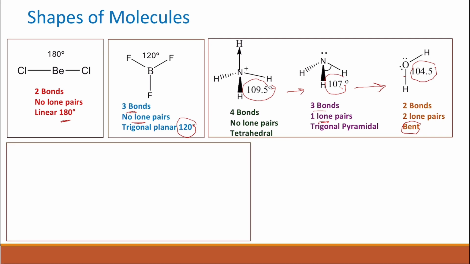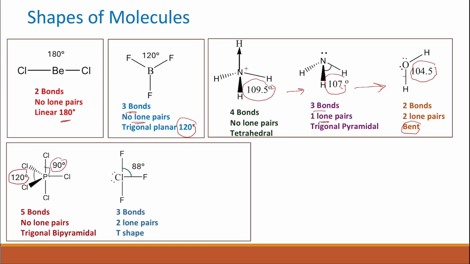Then if we have five pairs, there are four different situations. The first one, you could have four bonds and no lone pair. The shape will be trigonal bipyramidal, and there are two bond angles. One of them is 90, the other one is 120. And then you could have three bonds and two lone pairs. The shape is going to be T-shaped, and the bond angle is around 88. You could say 90, they would accept it as well.